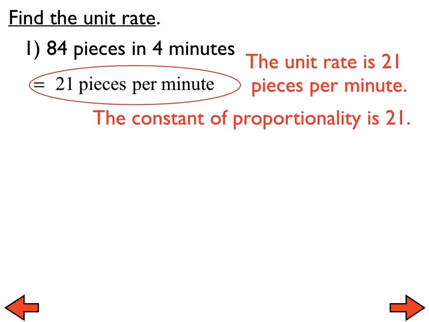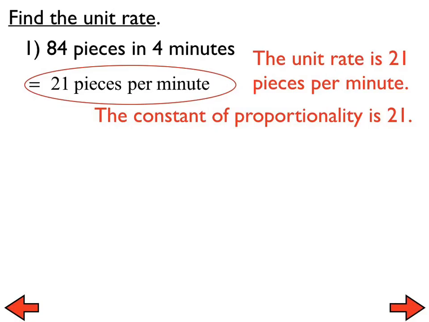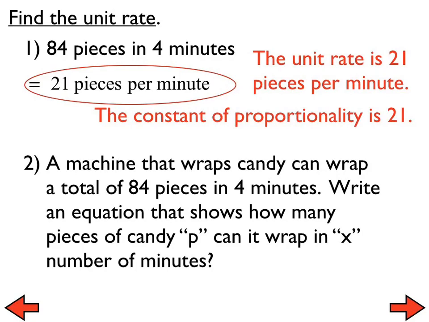I'm going to put that exact same problem into a word problem, which is what we're focusing on today. A machine that wraps candy can wrap a total of 84 pieces in 4 minutes. Write an equation that shows how many pieces of candy P it can wrap in X number of minutes. So this part we already did. 84 pieces in 4 minutes. That's what? As a unit rate?